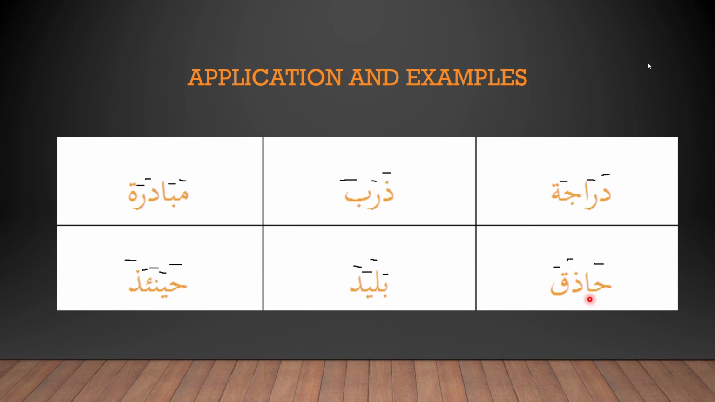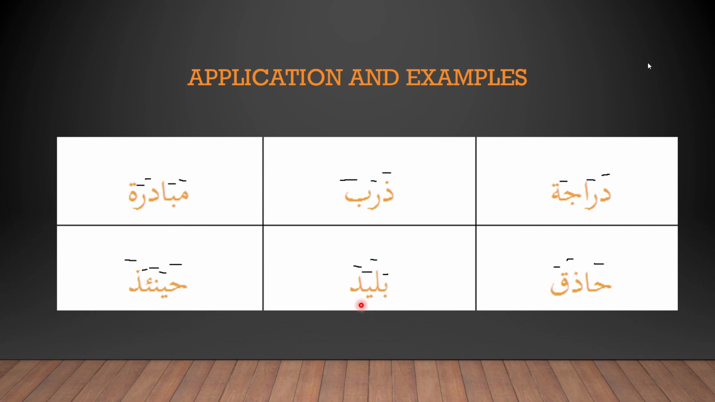Ha, fatha, alif. Ha. Zal, fatha, za. Ha, za. Qaf, fatha, qa. Ha, za, qa. Ba, fatha, ba. Lam, fatha, la. Ba, la. Ya, fatha, ya. We haven't learned ya yet. We'll learn it soon, inshallah. Ba, la, ya. Dal, fatha, da.